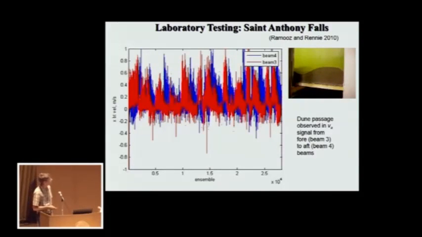This is one example time series from the fore and aft beams. So this is the beam facing upstream and the beam facing downstream. And you can see that as dunes passed, the same signal was observed in the upstream beam in red and then the blue downstream beam. So this shows that we're seeing dunes passing as they went into the bed load trap.